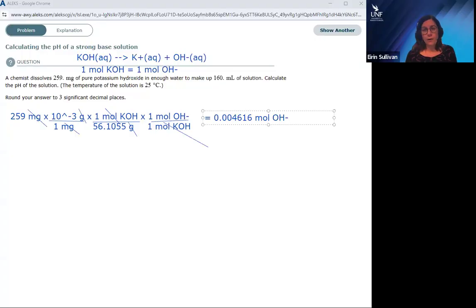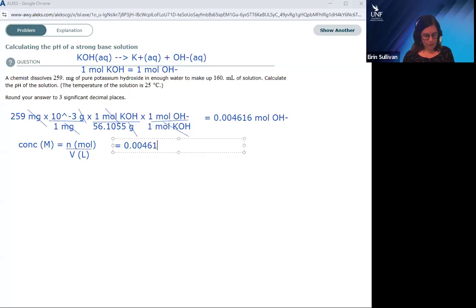So now we can calculate our concentration. Concentration, number of moles over volume, is going to give us our concentration, right? Number of moles will be in moles, obviously, and volume should be in liters to give us molarity, right? Concentration in units of molarity, a chemist's favorite concentration unit. Of course, we can have different concentration units, but that's our default. So we're going to take our number of moles, which we calculated as 0.004616 moles of hydroxide, divide by the volume.